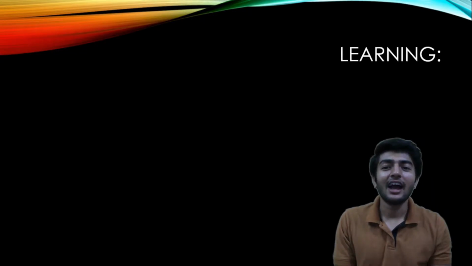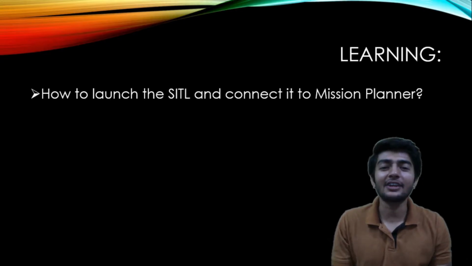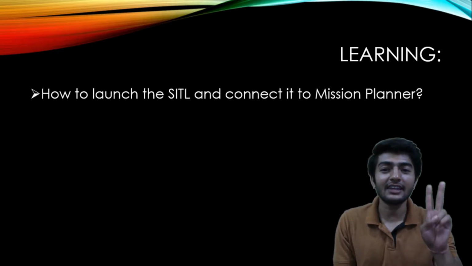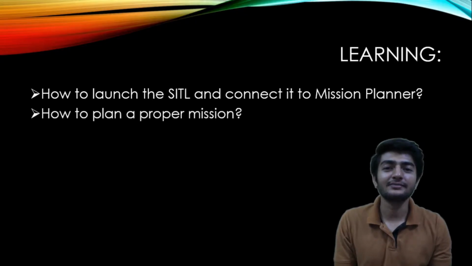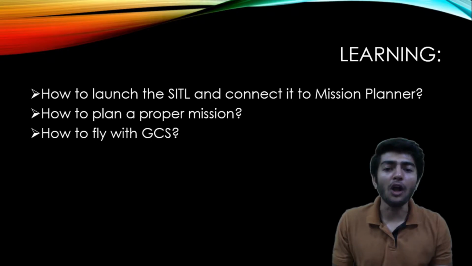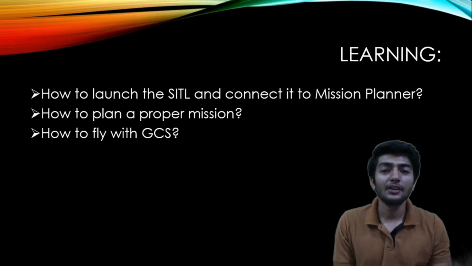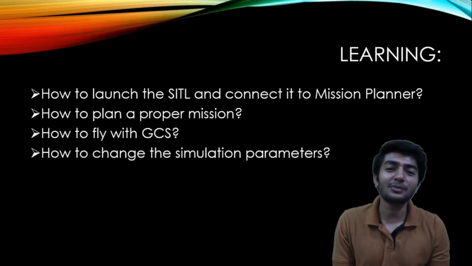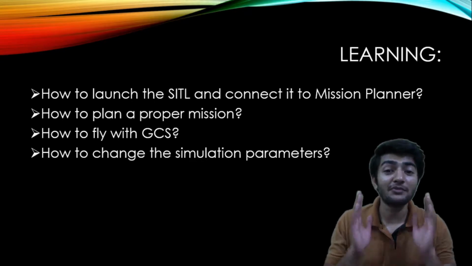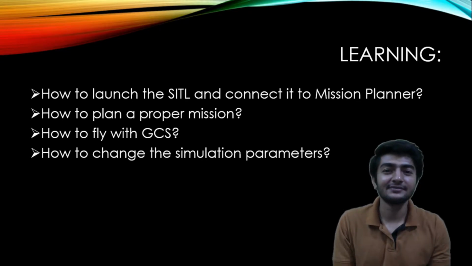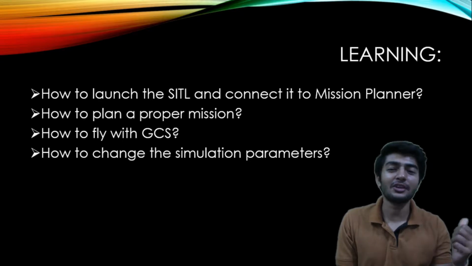The first is how to launch the CTL and connect it to Mission Planner. The second is how to plan a proper mission. The third is how to fly, means we will discuss all the things like changing modes, taking off, starting a mission, flying autonomously, and a lot more using Mission Planner. The fourth is how to change the simulation parameters, which can lead to change in simulation. This part will be very interesting, so watch till the end. So let's switch to the system and get it started.